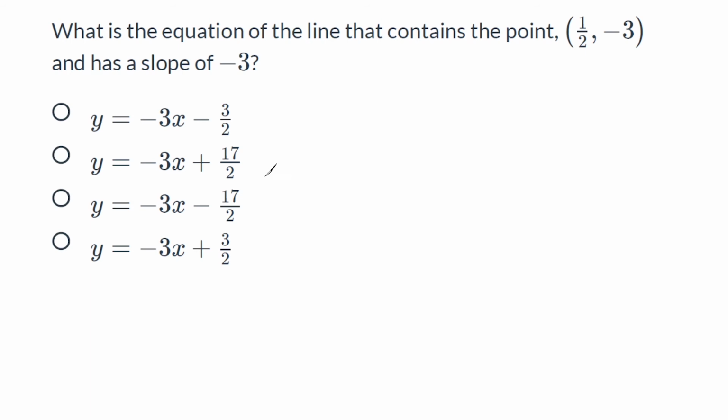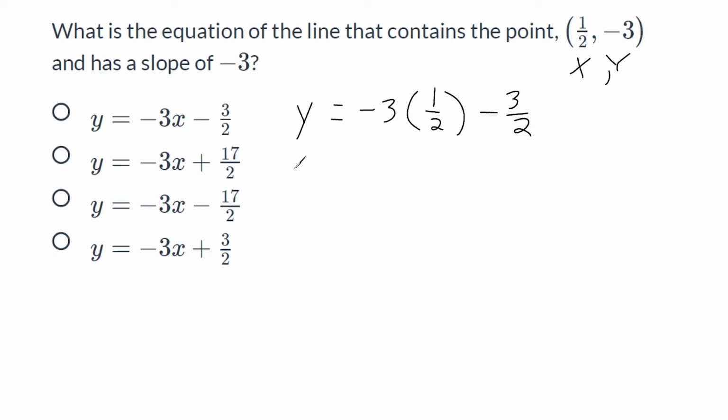All right, this problem is asking, what is the equation of the line that contains the point (1/2, -3) and has a slope of -3? So what we're going to do is take this point right here and plug the x value into each one of these x's for each equation, and then we're going to solve and see if the y in that equation is equal to this y, which is -3. So let's take this first equation here, and we're going to take y and set it equal to -3 and multiply it by the given x, which is 1/2, and then we are going to subtract our y-intercept, which is 3/2.